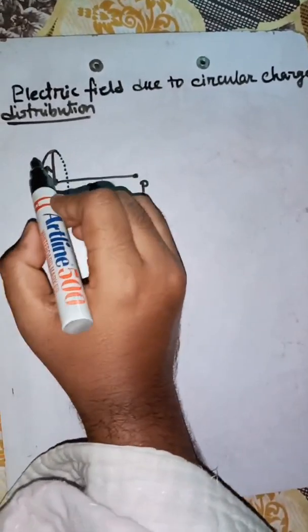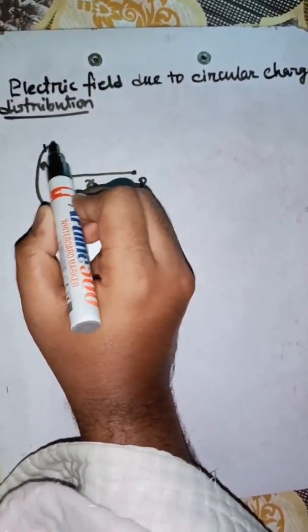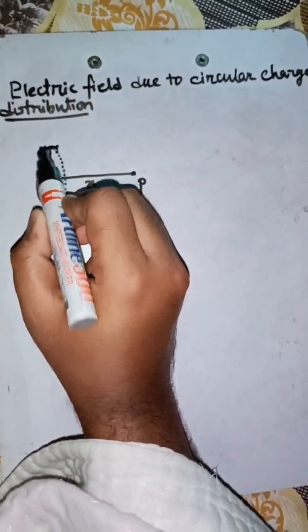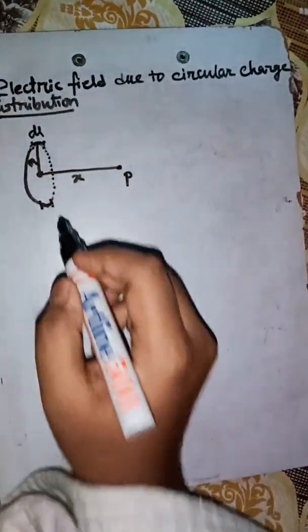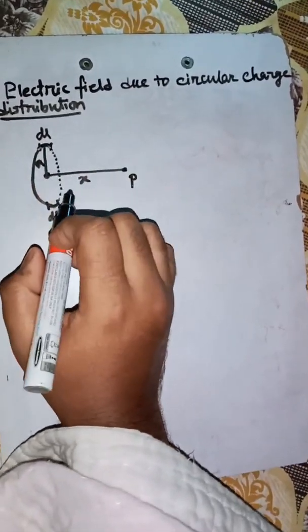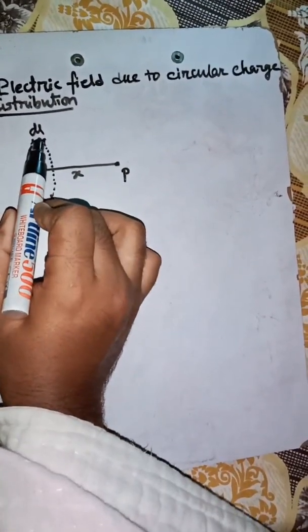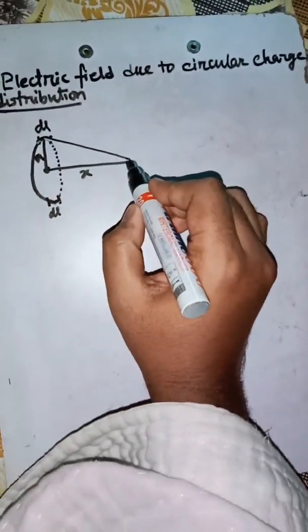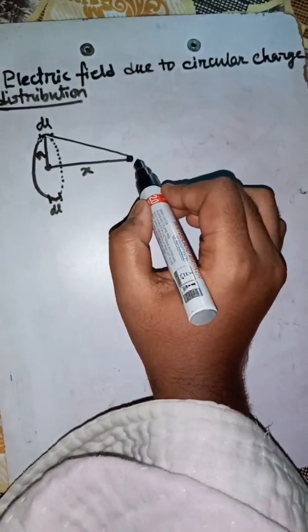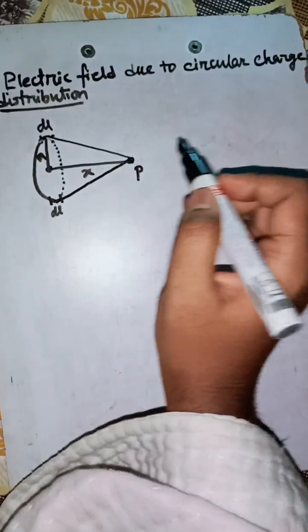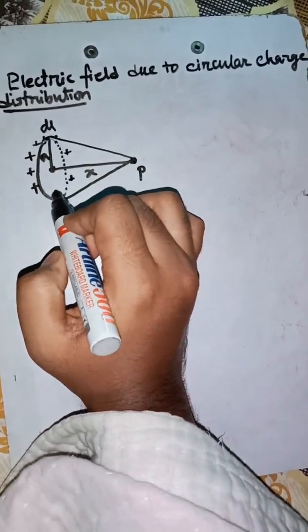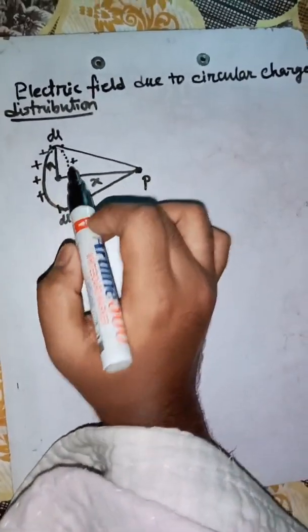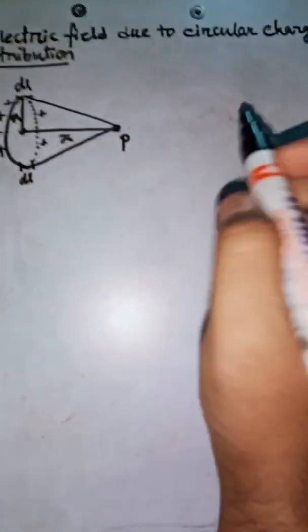So for this purpose, as we have stated earlier, we will choose two elementary line elements. One is at top, one is at bottom. Suppose this is dl. For this dl portion, we have to first find out the electric field at P. Suppose the charge given in the circle is positive. So due to this charge distribution, we will find out the electric field intensity at P.